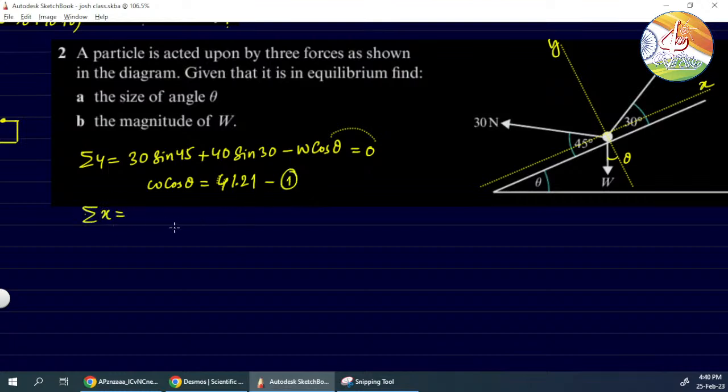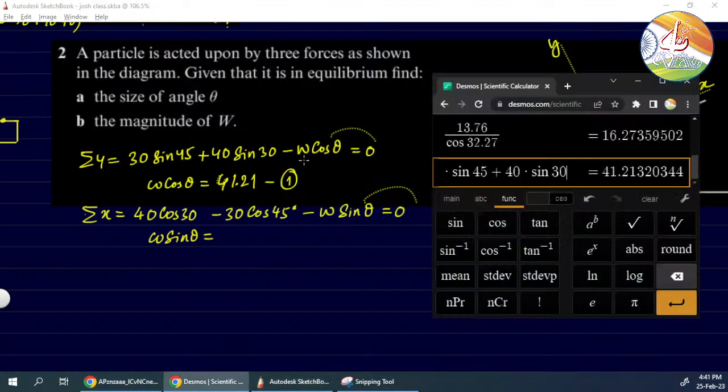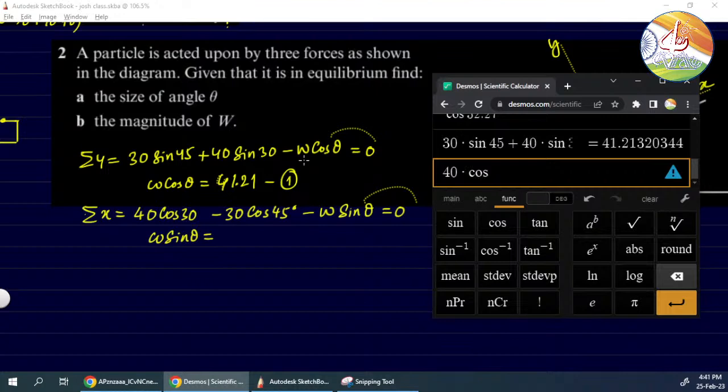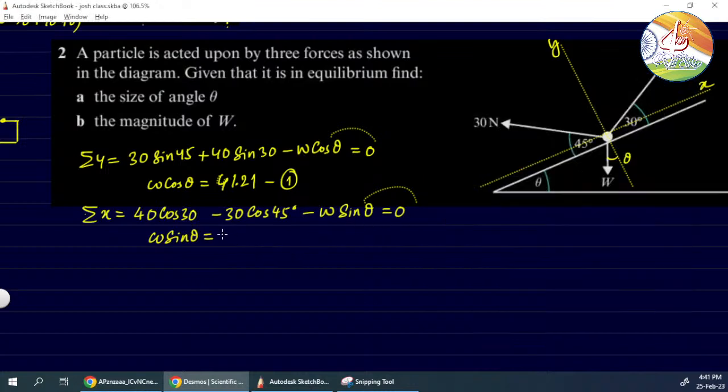Then sigma x, take all the x components. So for 40, the x component is 40 cos 30, and it's in positive x direction. For 30 newtons, it is 30 cos 45 degrees, but it is acting in negative x direction, so minus. Then W sine theta, and it will act in the direction opposite to x, so minus. So total should be 0. Once again send W sine theta to the other side, we get W sine theta equals 40 cos 30 minus 30 cos 45, 13.43, correct? Yes. This is equation number 2.